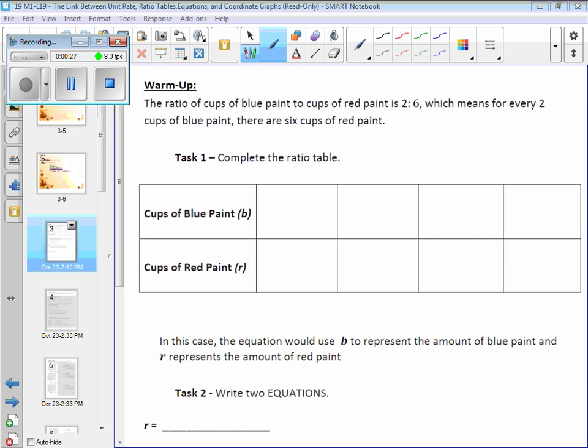Shh. While he's filling out the values, let's keep it quiet because we are recording.